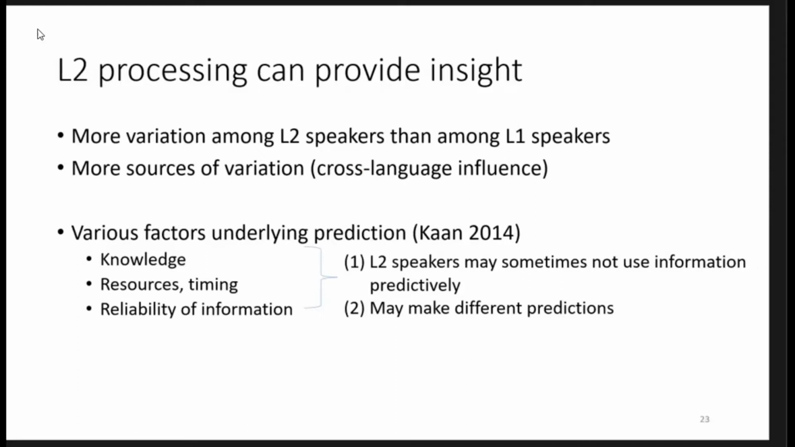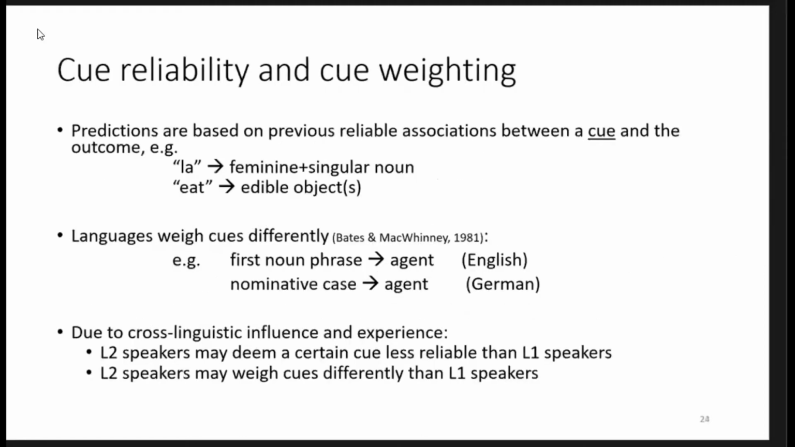In my 2014 paper, I already speculated a little bit on what might happen. In that paper, I said there's nothing qualitatively different between L1 and L2 speakers in terms of the mechanisms behind prediction. It's what the prediction is based on that's different. So you have differences in knowledge, differences in resources and timing, and differences in the reliability of information. As I'll show you on the next slides, that can explain, first of all, why L2 speakers sometimes do not predict where L1 speakers do, and it can also explain why L2 speakers sometimes make different predictions from L1 speakers. So let's go over that.